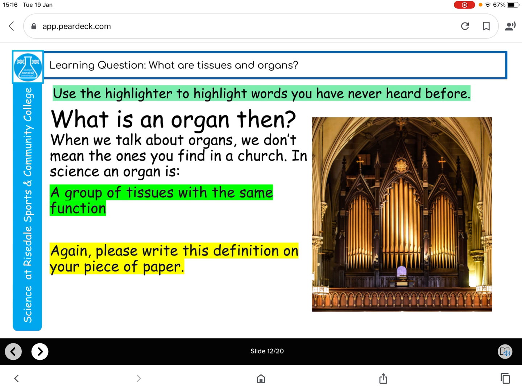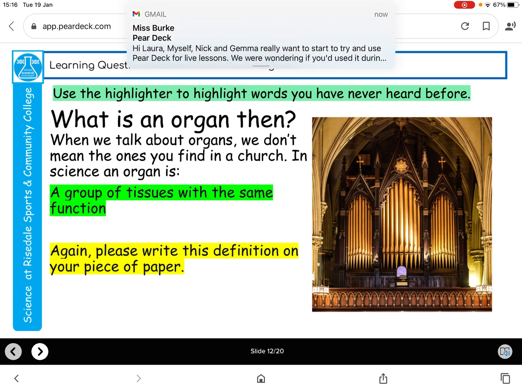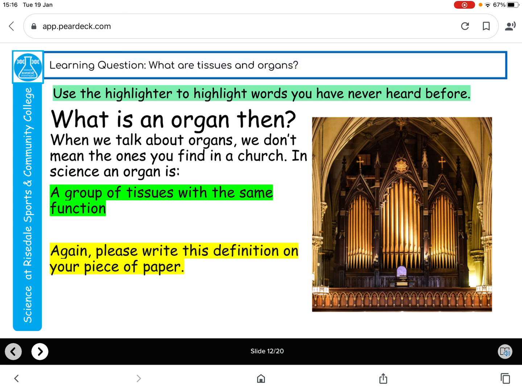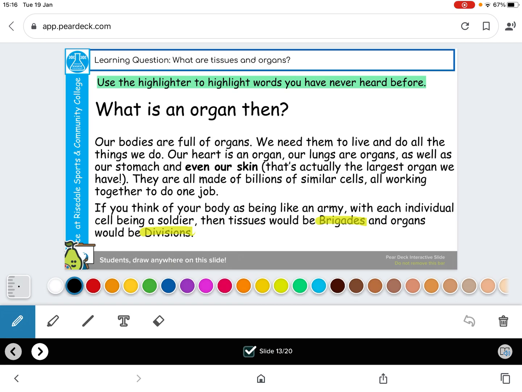What is an organ then? So an organ is a group of tissues with the same function. So you are asked to write this down as well. So our body's full of organs. I'm sure that you recognize some of them: the heart, the lungs, the stomach, even our skin, which is the largest organ we have. Ironically, Mr. White gave you an example here, and the words that you didn't know were in the example.